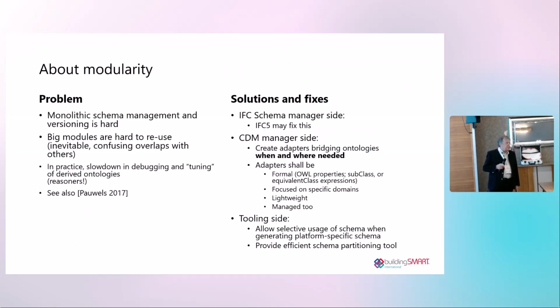IFC reshaping, sorry, as I said before, the purpose is not to force or try, of course it's hopeless, to ask buildingSMART to do things in a different way. It's just suggestions about how to deal with the present situation. So the monolithic schema management and versioning is hard, we know that. Big modules are hard to reuse, especially in the context of a federation of models. It's not just IFC schema, I have 10 different schemas to deal with.